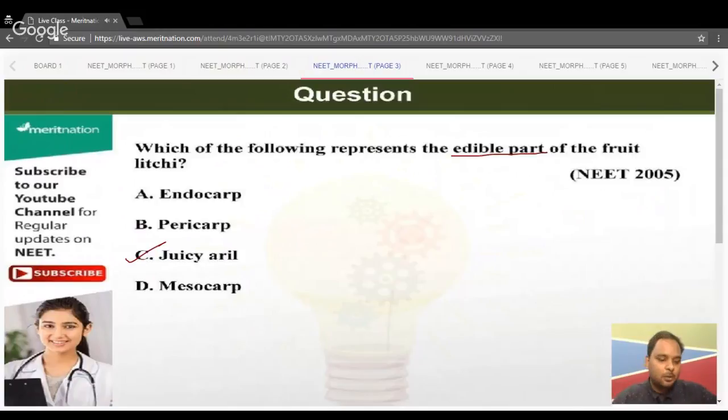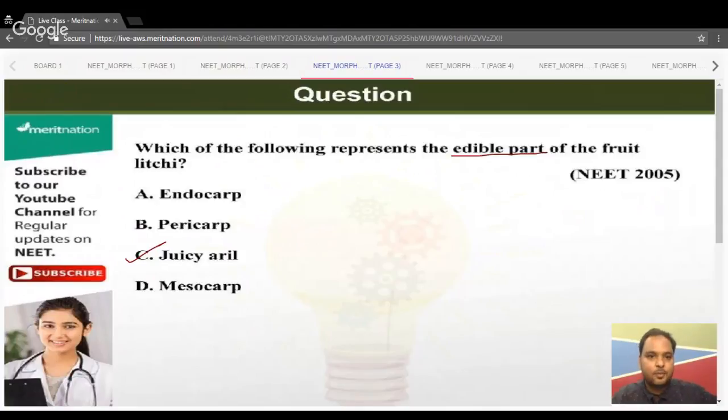What is special about lychee, right? The correct answer is juicy aril. Fine, all of you. It's not mesocarp, it's juicy aril. Lychee, that's the reason it's a difficult question, you can say, or maybe a question which can be a little tricky. Do remember that in lychee, the edible part is juicy aril.